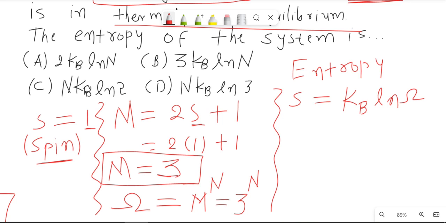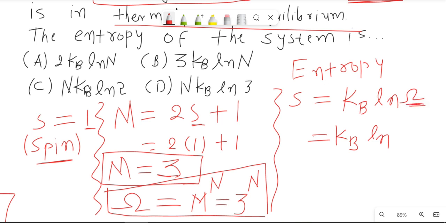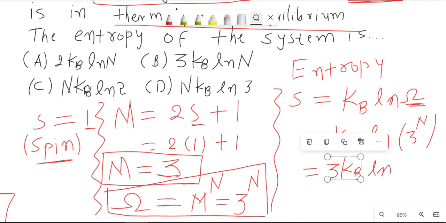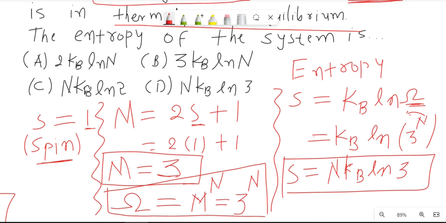Now substitute the number of microstates omega in the entropy equation. We get k_B ln of 3 raised to n. Since this is logarithmic, n will be multiplied, so we get n k_B ln 3. So this will be the entropy, n k_B ln 3, and our correct option is D.